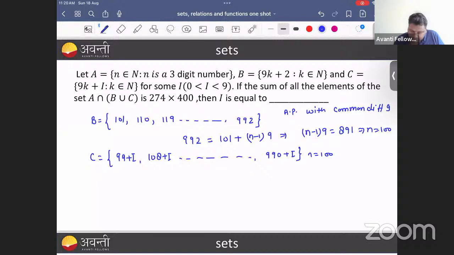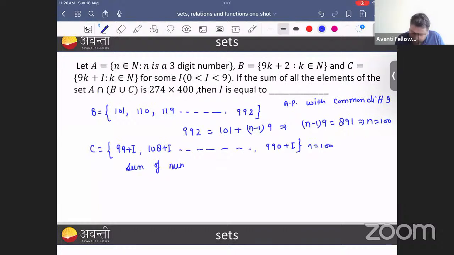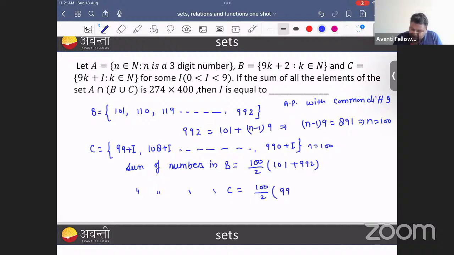Now, sum of numbers in set B. And definitely B and C are not going to have any common element. So sum of numbers in B is what? That is 100 by 2, first plus last. That is 101 plus 992. Now, sum of numbers in set C is what? Again, 100 by 2, first plus last. That is 99 plus I plus 990 plus I.